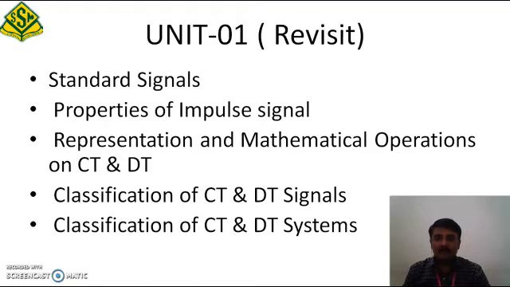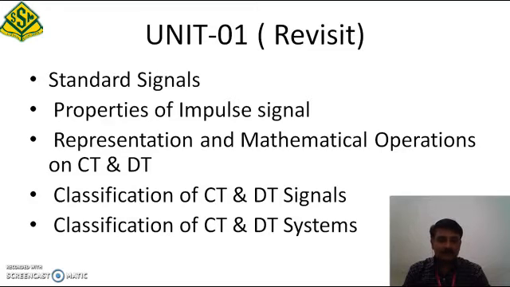The next, properties of impulse signal, please focus on it. You may find some problems related to these properties of impulse signals, and then representation and mathematical operations on CT and DT. Very important: how it is represented, CT signals and DT signals, how they differ. That is very important before going on to analyzing things. And then a few mathematical operations like time shifting and time reversal, amplitude scaling, and then addition and multiplication. Please have a look and try to solve.